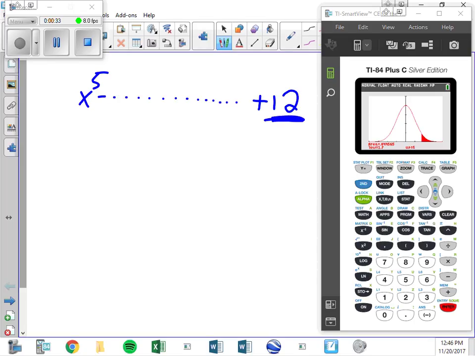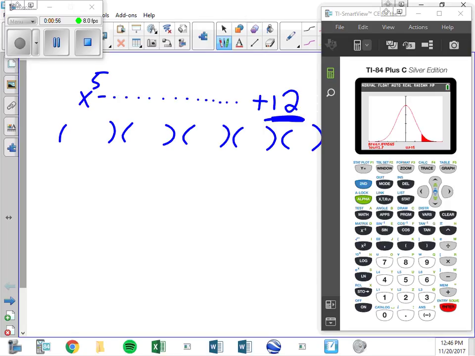1 or 2 or 3 or 4 or 6 or 12. Why not 5? Because 5 does not go into 12. If there is an x to the fifth polynomial, then there are actually 5 factors, right?